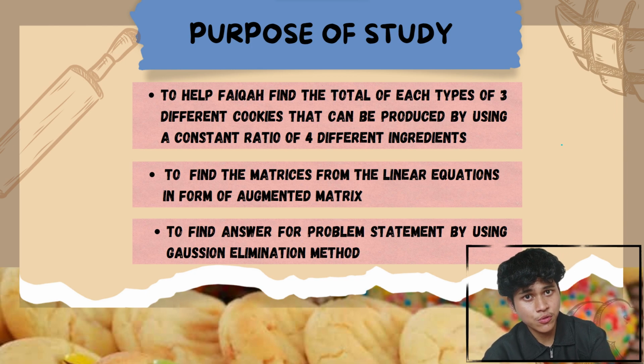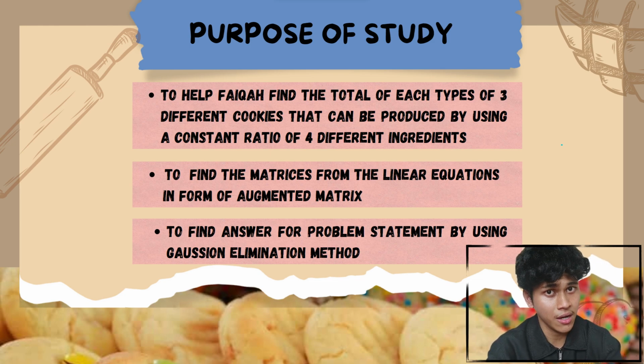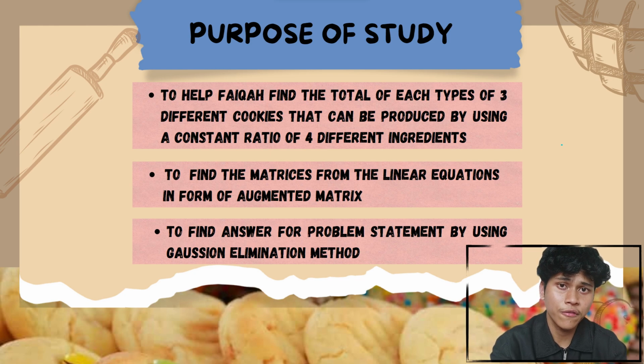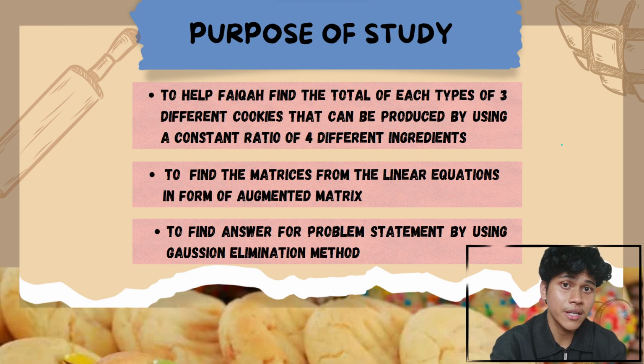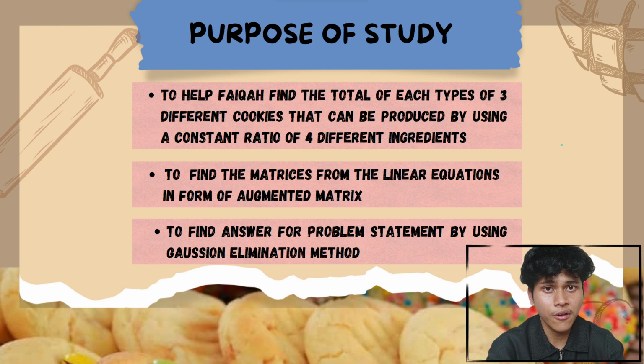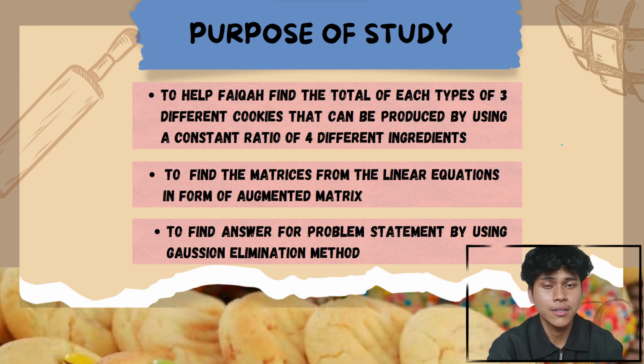Hi, I assume you already know about the problem statement in our case study. Now, I will tell you why we are conducting this case study. Our main purpose is to help Faika find the total of each type of the 3 different cookies, which are chocolate chip cookies, chocolate oat cookies, and black and white cookies, that can be produced by 4 different ingredients. Those 4 ingredients are chocolate, milk, mint, and flour.